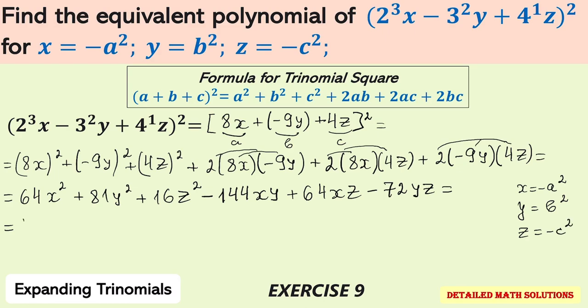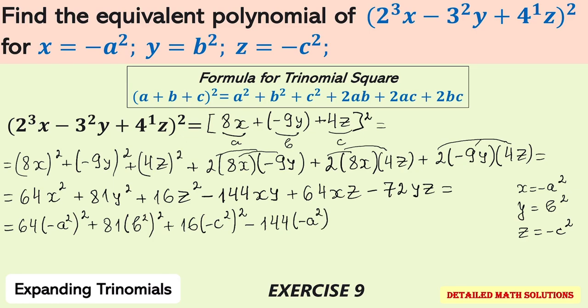When I do that, this equals 64 (negative a squared) to the power of 2 plus 81 (b squared) to the power of 2 plus 16 (negative c squared) to the power of 2 minus 144 multiplied by negative a squared and then multiplied by b squared plus 64 (negative a squared) multiplied by (negative c squared) minus 72 b squared multiplied by negative c squared.